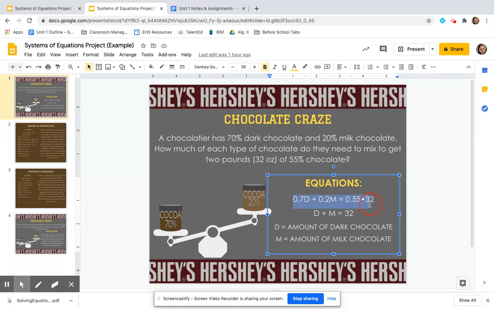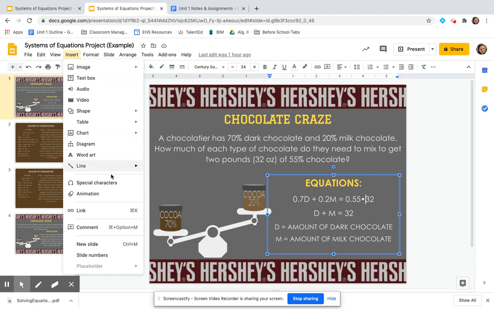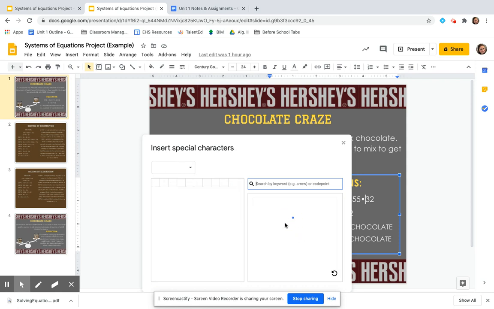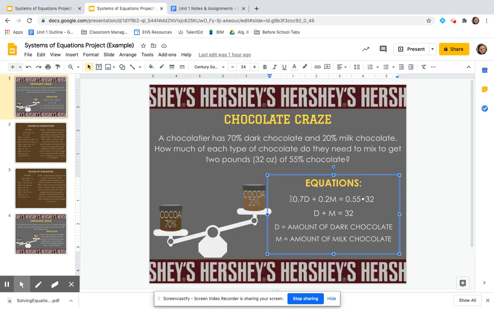Then here are my 2 equations. If you want a multiplication dot as well, here's how I did that. I went to insert, special characters, and then it lets you draw the symbol you want. If you want like a division symbol, like that, you can use that. I wanted multiplication, so I just put a dot on there, and I picked this one. I could have picked this one too. I liked the one that was a little bit bigger, easier to see.